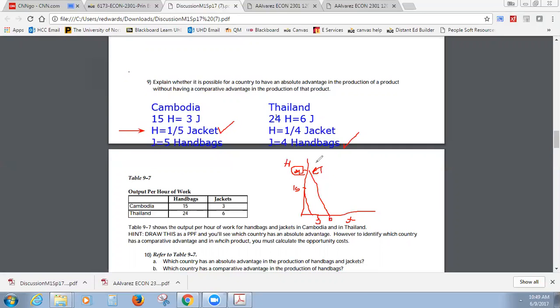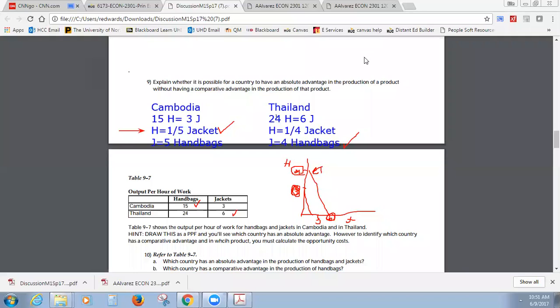And I think I connected these wrong, 24 to 6. Cambodia will be doing handbags. Cambodia can produce 15, sorry, Cambodia can produce 15 handbags. So Cambodia will be producing handbags and Thailand will be producing jackets. So we'll end up with Cambodia doing handbags and Thailand doing jackets. Okay, let me clear this.